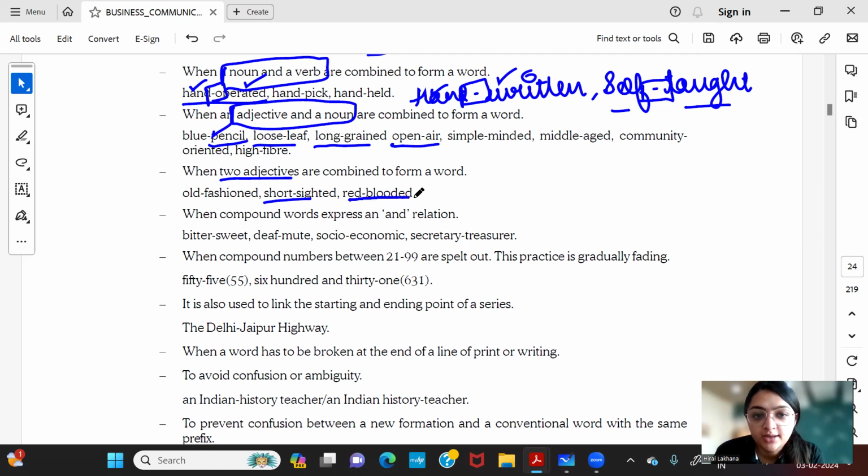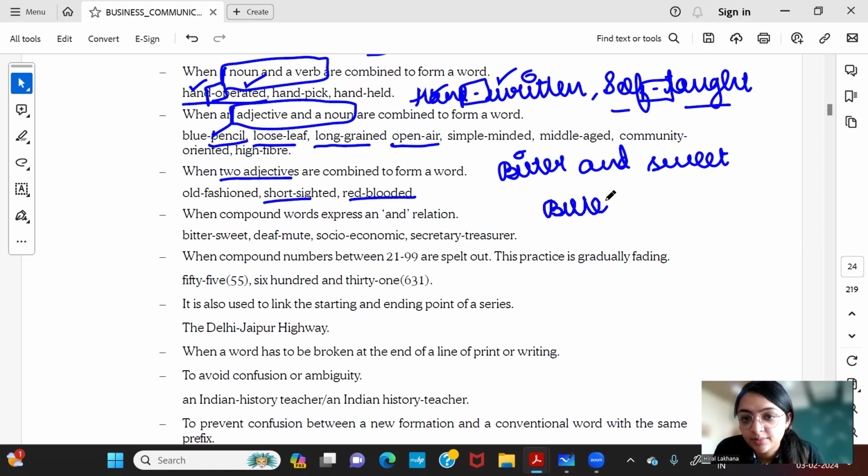Old-fashioned, short-sighted, red-blooded. Now, when compound words express an 'and' relation, instead of using the word and, if we want to make the word more crisp, we can also add a hyphen in between. So if you could see here, instead of saying, this memory was bitter and sweet, we can say, this memory was bitter-sweet. So we have used a hyphen here, which has also shortened the phrase instead of using a conjunction, and this word becomes easier to use for the reader.